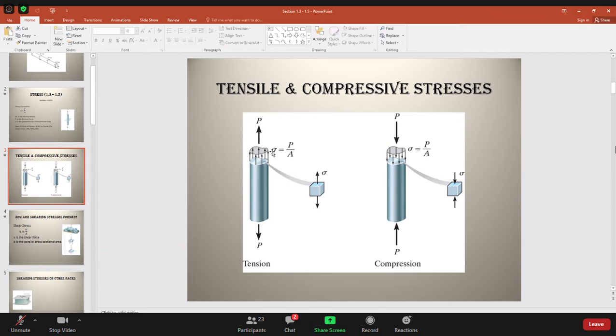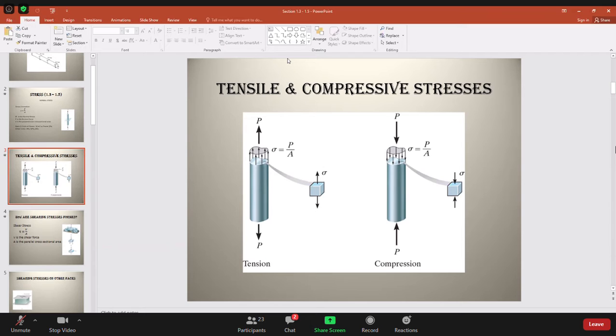Both of them have the same units, obviously, whether it is tensile or compressive. The units will still be the same, pascals. Any questions, anybody? So this is what we call the normal stress, sigma.